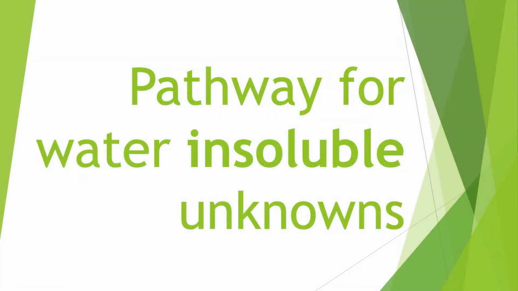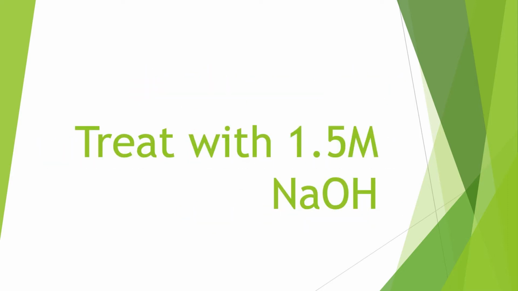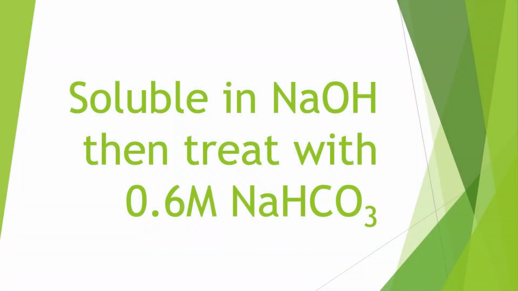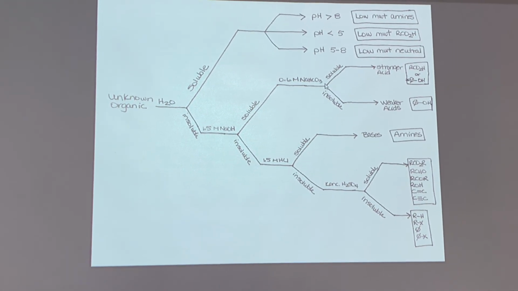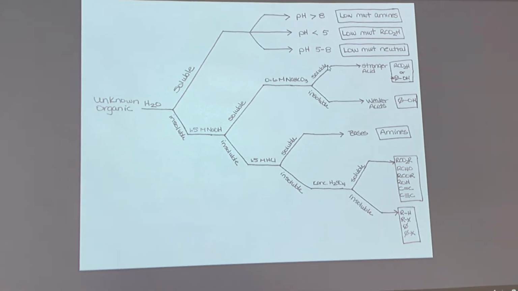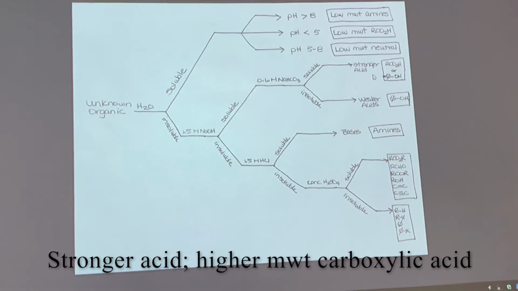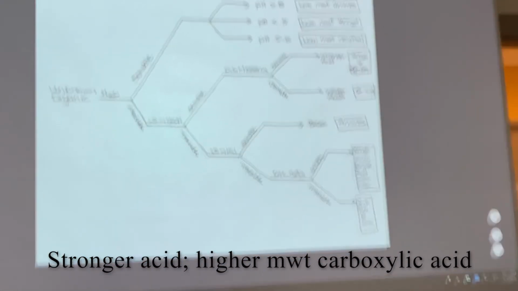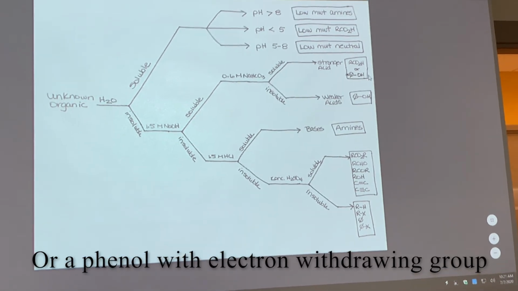So let's say that if it's not soluble in water, or it's insoluble, then this is the route I'm going to go. I would next take another sample of it and dissolve it in sodium hydroxide, a 1.5 molar solution. If that happens to be soluble, then I'll take another test tube and treat that sample with 6.6 molar sodium bicarbonate. If that is soluble, then that tells me I have a higher molecular weight acid, carboxylic acid, or I could have a phenolic compound.